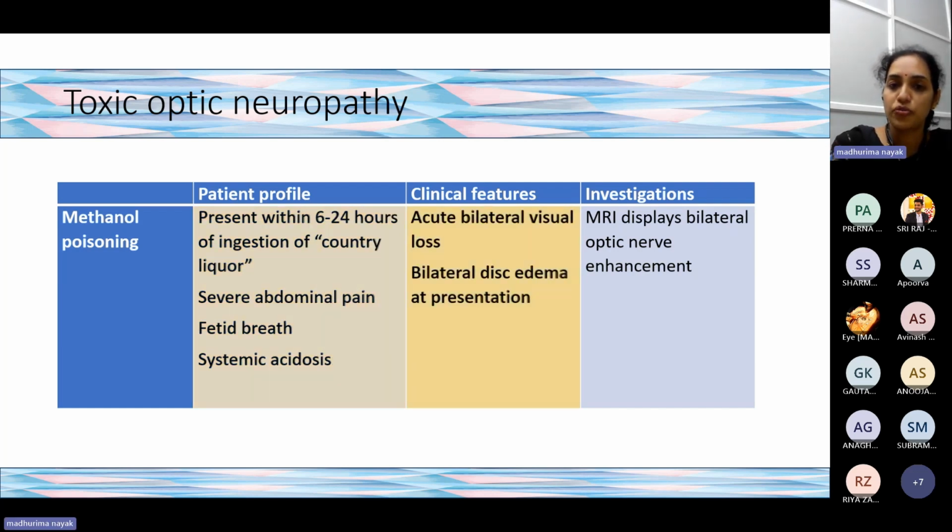The visual loss is profound and bilateral. And at this stage, if you're catching the patient, you will see bilateral disc edema, and the disc becomes atrophic very soon. Okay.